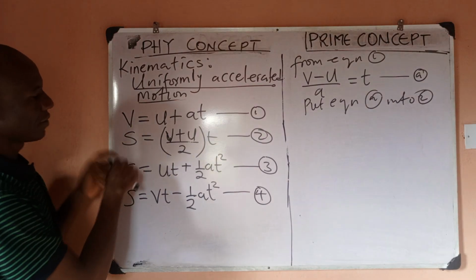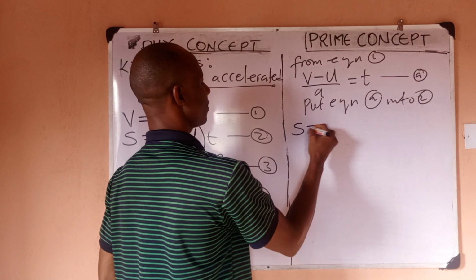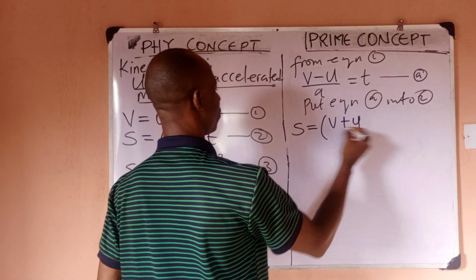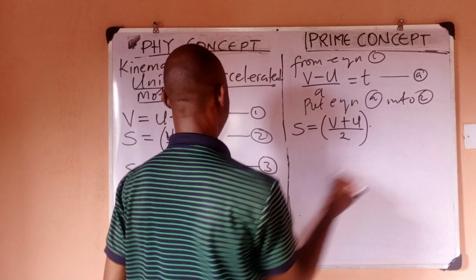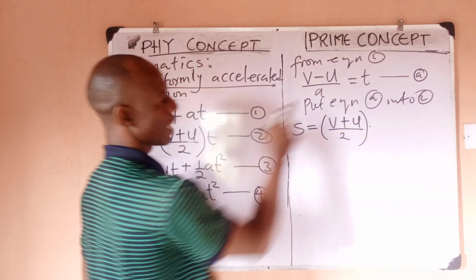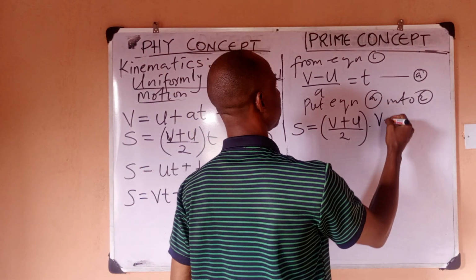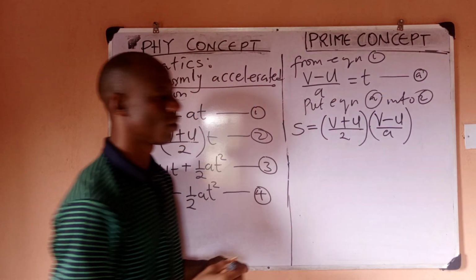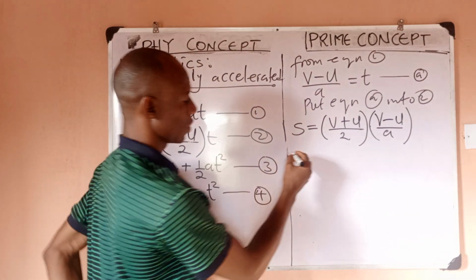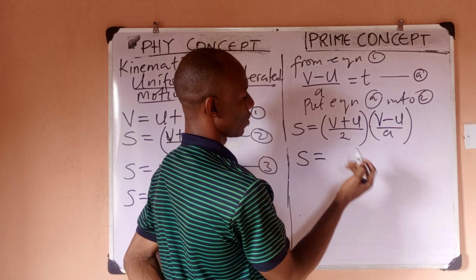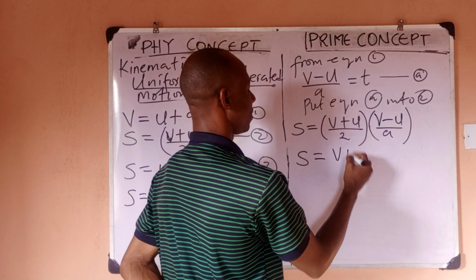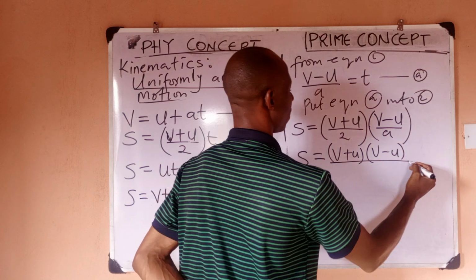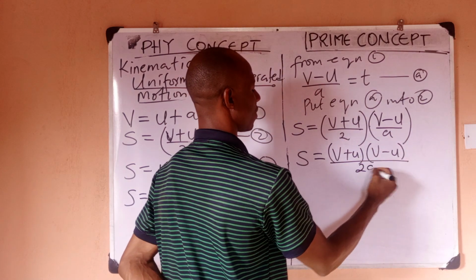So it means I will have that S is equal to (V + U) divided by 2 times time. So instead of time, what would I write? Instead of time, I would write (V - U) by A. So this is what I'll have. What I want to do now is to expand this. So I have S equals (V + U) multiplying (V - U), all divided by 2 times A, which is 2A.